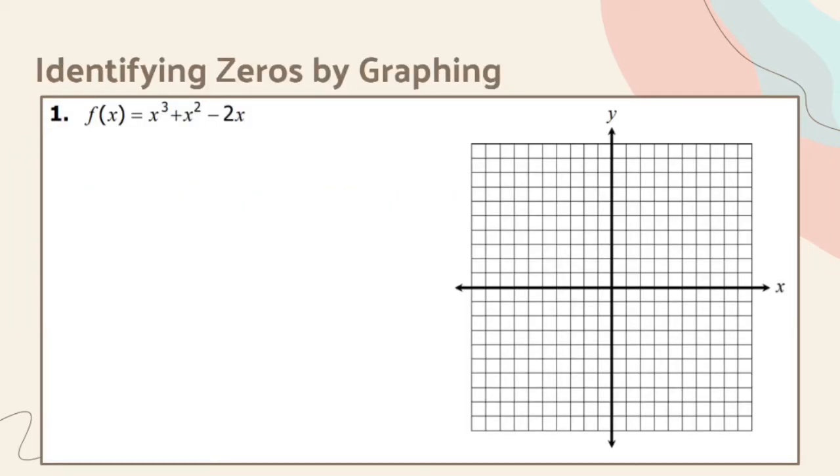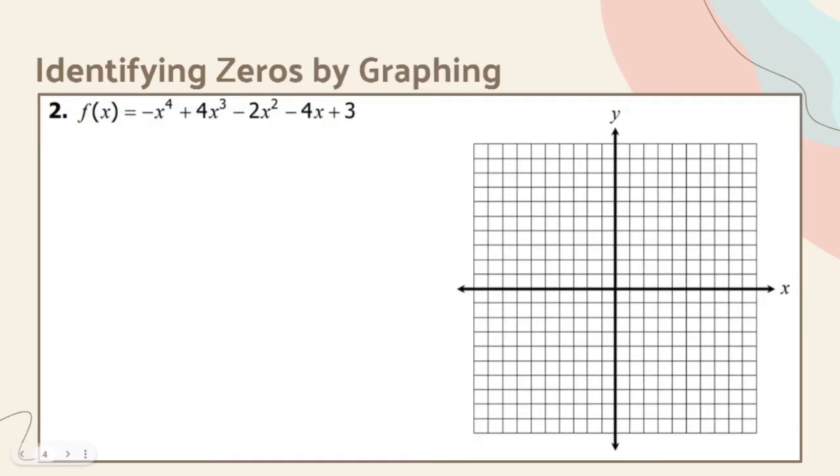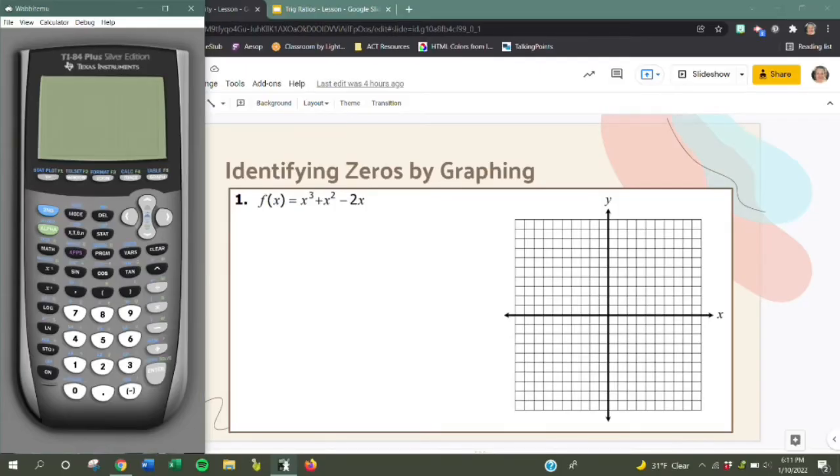So to identify zeros by graphing, we're going to rely on our graphing calculator a lot. So let's move over to there. All right, so on your calculator, we will go to the y equals screen in the top left, and we'll type in our equation. So x to the third plus x squared minus 2x. And then hit graph just to get a general idea of what the graph looks like.